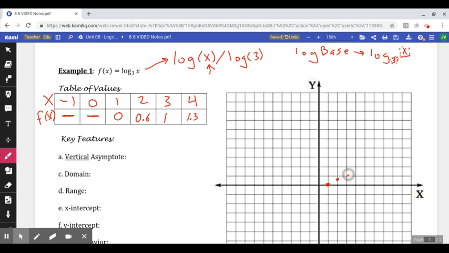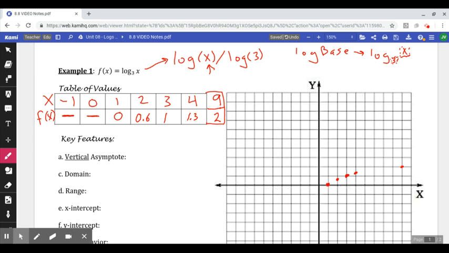3, 1 is right here, and 4, 1.3 would be right here. Some other key points that you might be interested in plotting are when x is equal to 9. When x is equal to 9, if we type that into our calculator, our y value should actually be 2. So we can extend this table just a little bit here. I wanted to get to that part. And we can plot that actually here. So I'll plot 9, 2 on our curve.